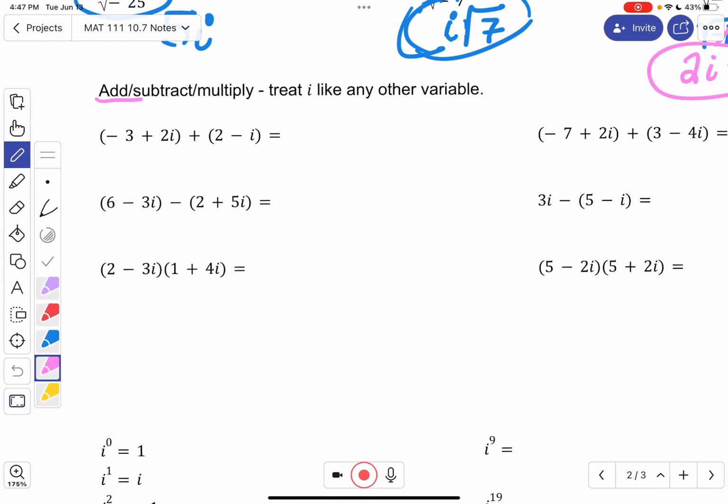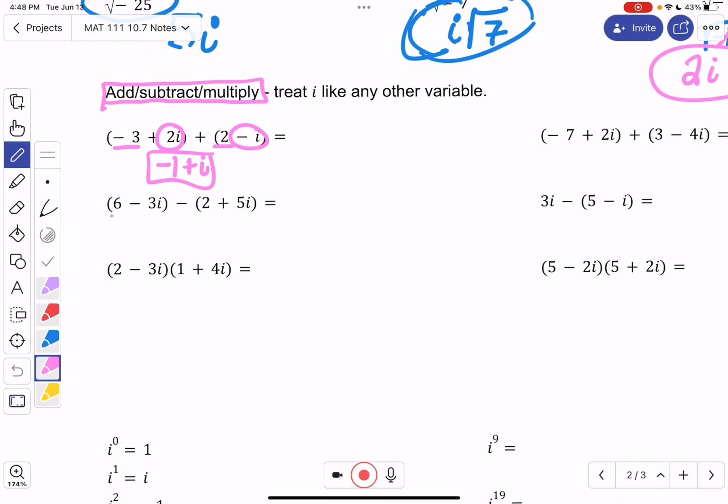Now, when you're adding, subtracting, and multiplying, you treat i like any other variable. You just combine like terms. So we would combine -3 plus 2 is -1. 2i plus -i is 1i. There's our solution. Subtracting, same thing. 6 minus 2 is 4. And -3i minus 5i is -8i. There's our complex number.